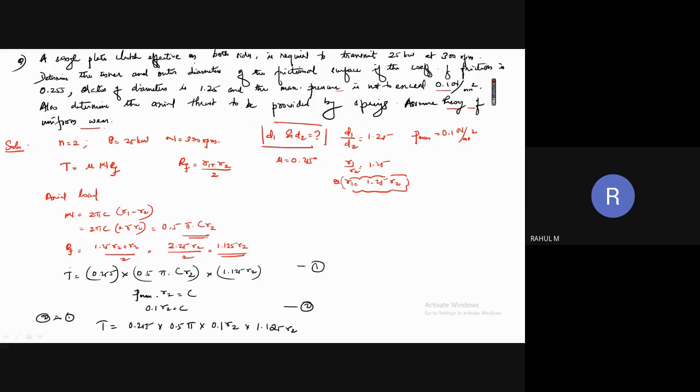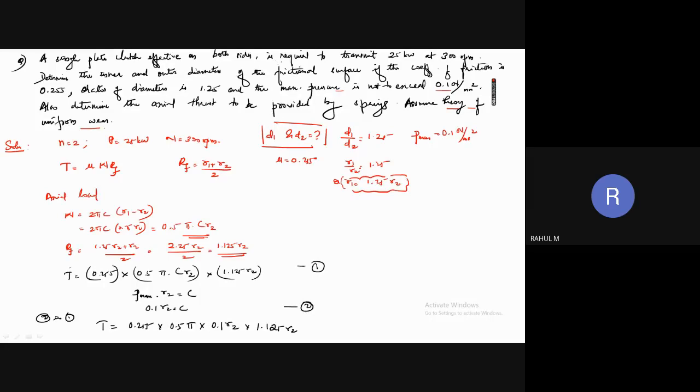1.125 R2. I'm writing that equation once more. T is equal to 0.255 into 0.5 pi into 0.1 R2 into R2 into 1.125 R2.